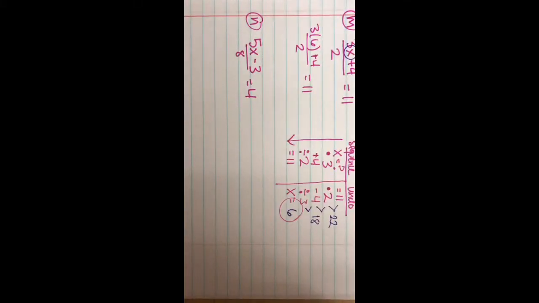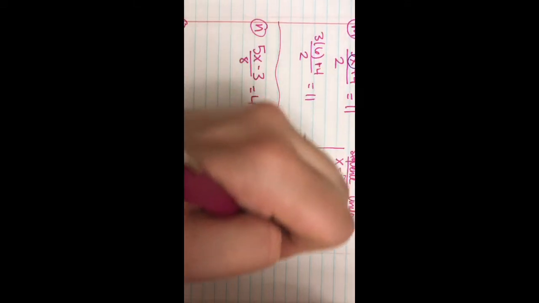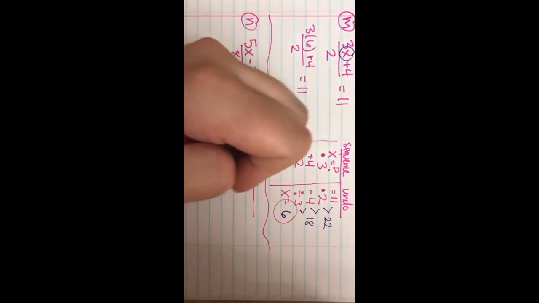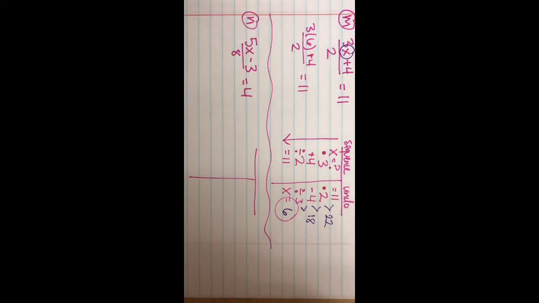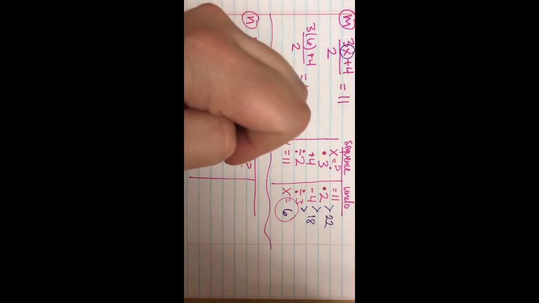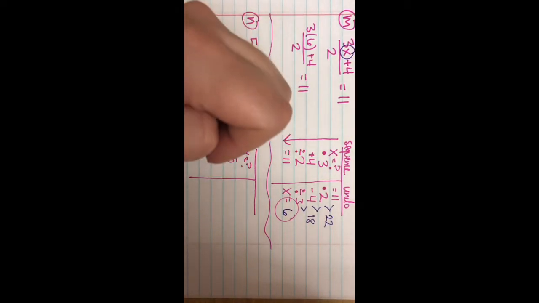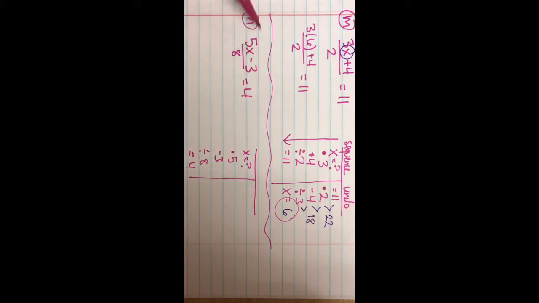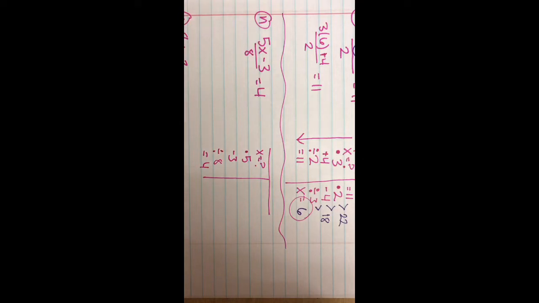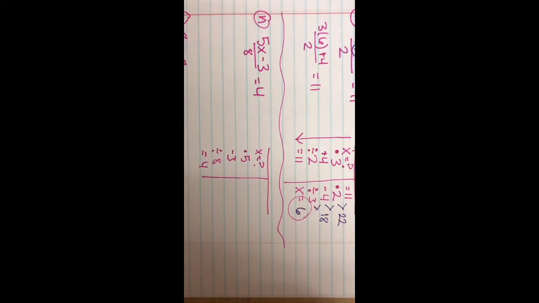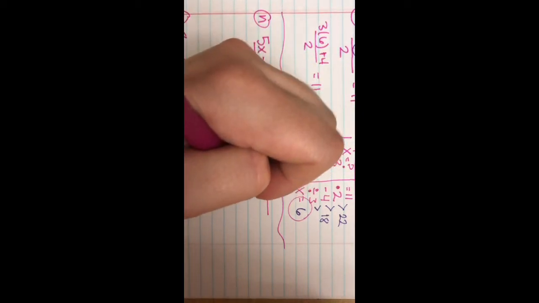Looking at the next one, we're going to do something very similar using an undo table. So I'm going to again have my sequence and my undo. x starts out as a mystery number. We're going to multiply by 5, subtract 3, divide by 8, and that equals 4. So again, I've just written out my sequence for how this problem was set up around x. Now we're going to go backwards, equals 4.